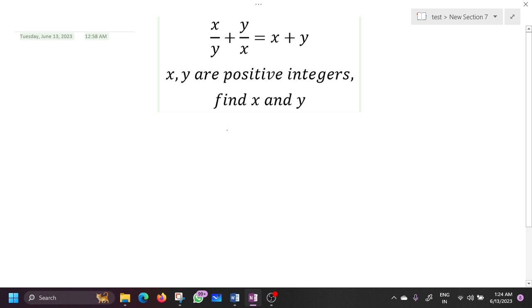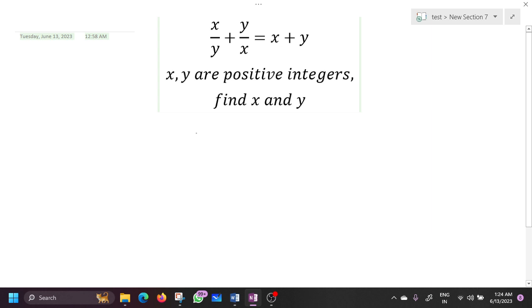It says that x and y are positive integers, so they are natural numbers, and x by y plus y by x is equal to x plus y. We need to find out the value of x.